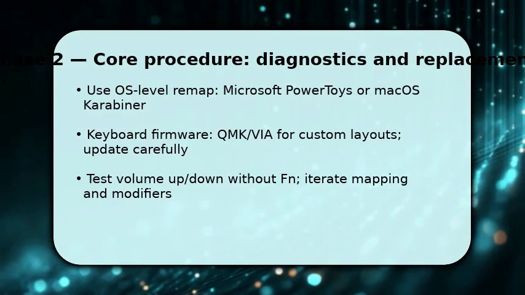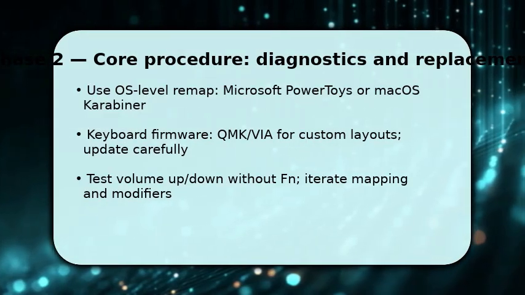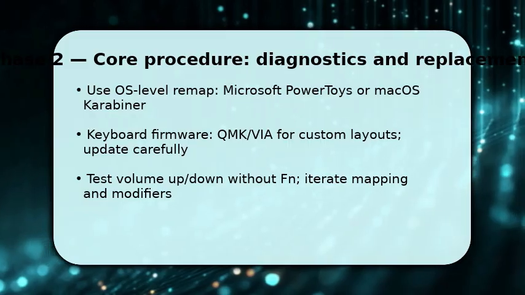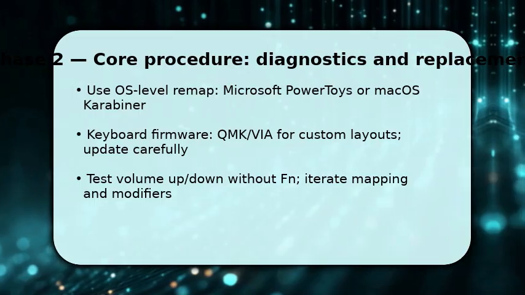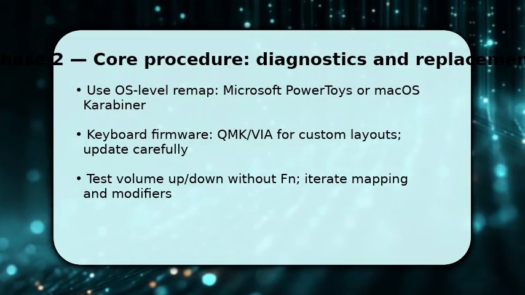Now you perform the core remapping steps. Install an OS tool, PowerToys on Windows or Karabiner on macOS, and create bindings that send multimedia volume up/down directly, so you no longer need FN.